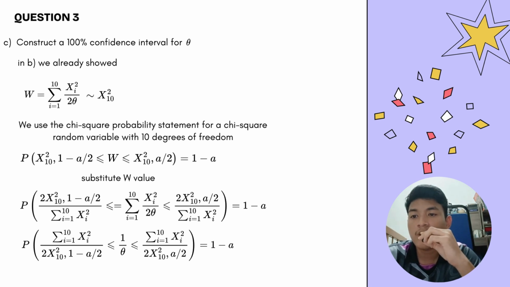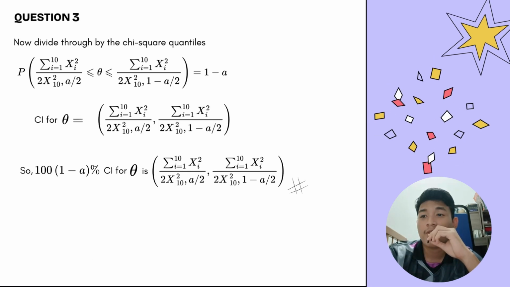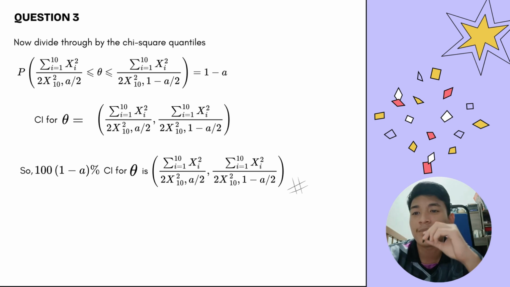So first of all, we need to substitute the W value in the formula. Our goal here is to let theta be alone in the middle. After we move the variables left, right, up, down, we finally achieve a single theta in the middle. So that is our goal, and we have achieved our answer.